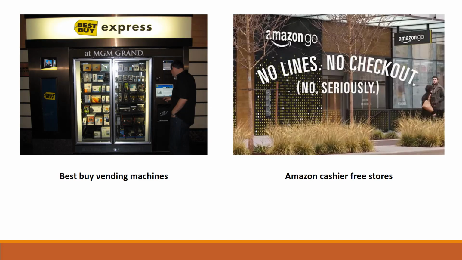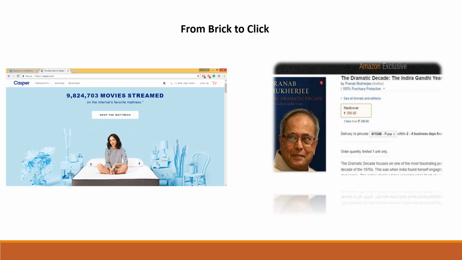Amazon has come up with Amazon Go, where the buyer does not have to deal with sales staff. They can just enter, pick up the goods and leave, and the amount will be deducted from their accounts. There are no salesmen. Products have started selling exclusively online. These are all examples of placement.